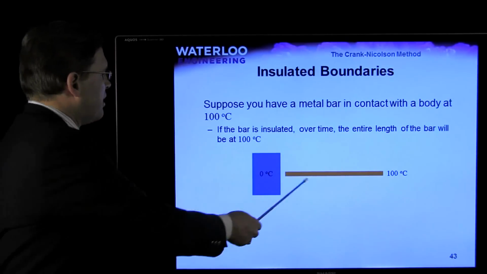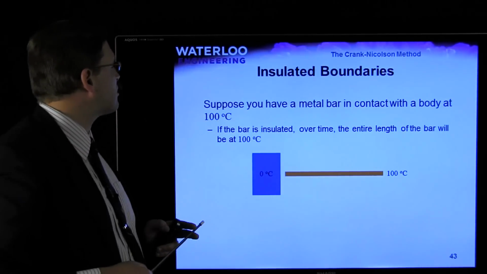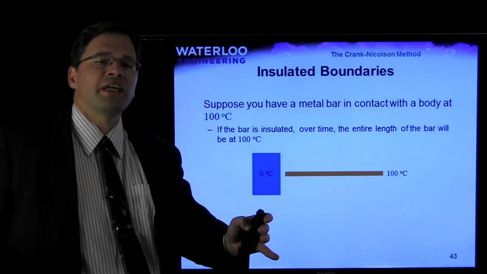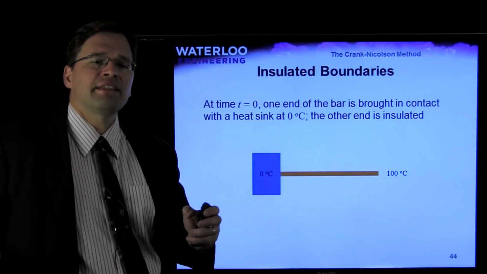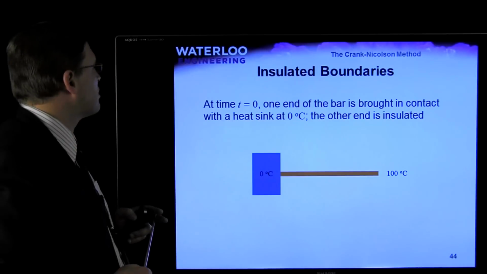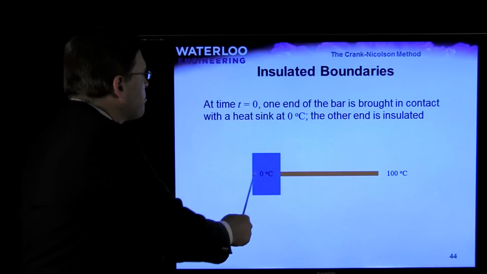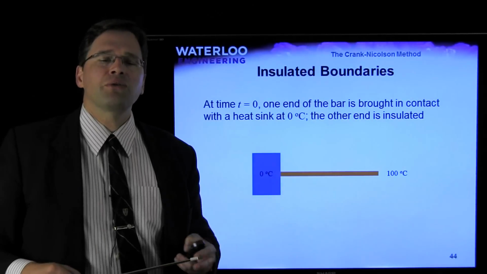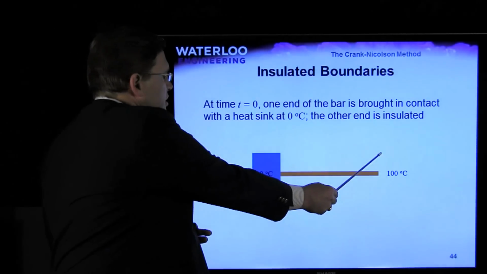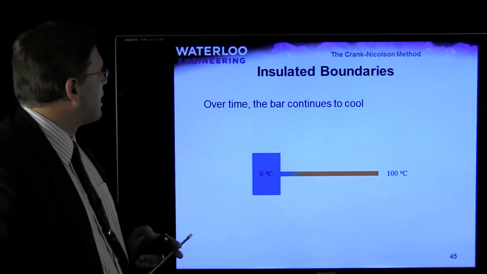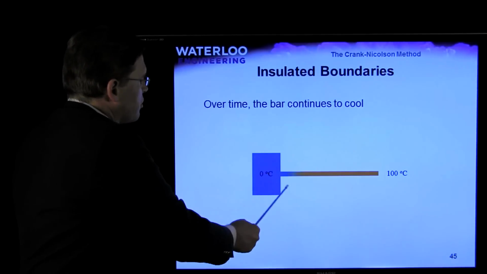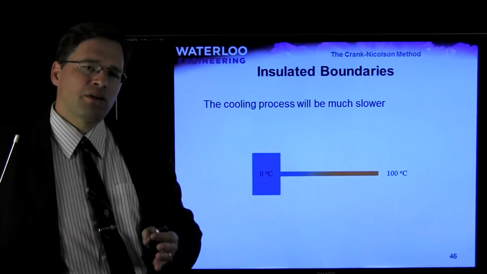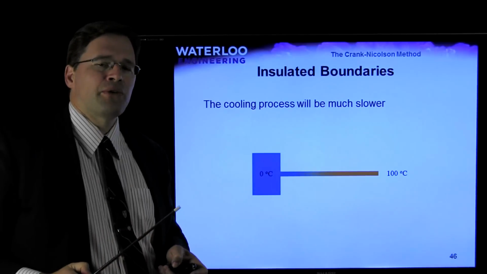So suppose I have a bar here that's at 100 degrees Celsius. Now, the entire bar is at 100 degrees Celsius, and then let's say at time t naught, or t equals 0, we're going to take one end of the bar and put it in contact with a heat sink that's at 0 Celsius. Now what's going to start happening? This end here is still going to be insulated. Now over time the bar is going to cool. First it's going to cool over here, and over time we expect the cooling to propagate throughout the bar.